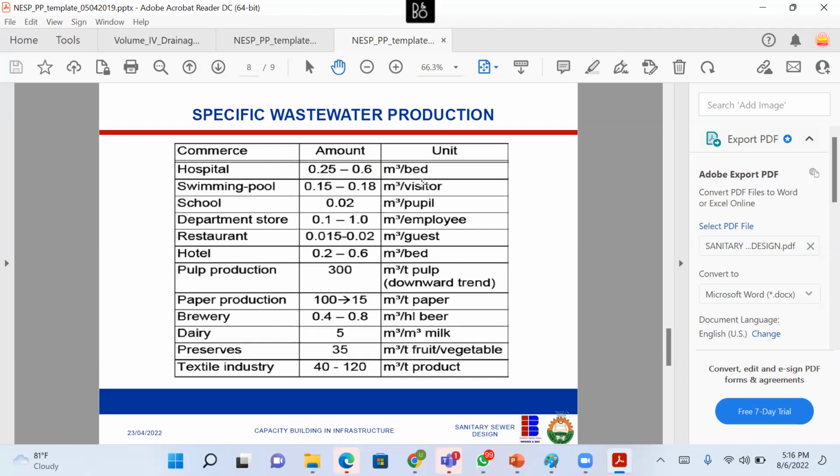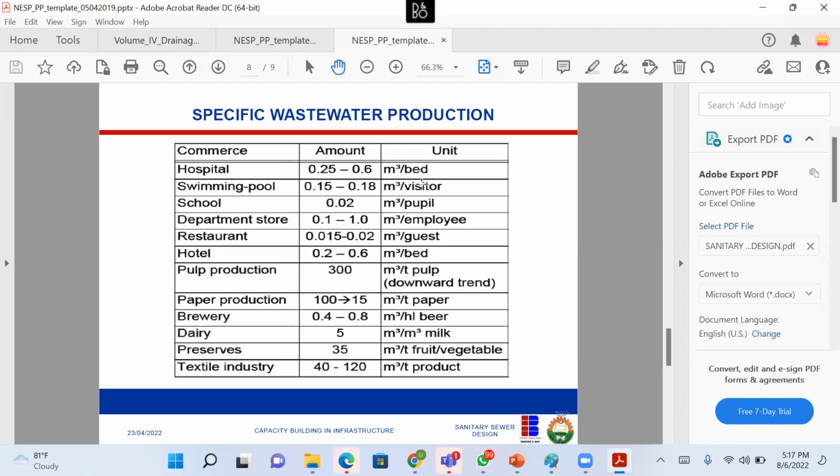Now, this is just the opposite of what we did last time. Specific wastewater production: what wastewater production can you assign to different categories of houses, hotels, and everything? This list is inexhaustive, just a guide. For hospital, you assume 250 to 600 liters per person, per bed. For swimming pool, you assume between 150 and 180. For school, you assume 20 liters per person. We know why it is 20: they don't bathe, they don't cook, they don't even wash, except for dormitories. For dormitories, you use the value for normal residential areas.